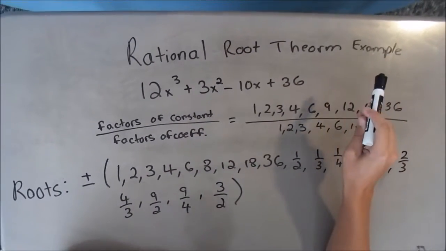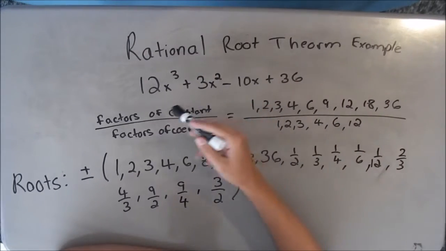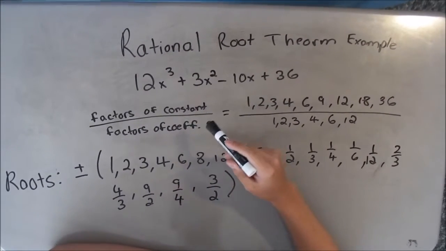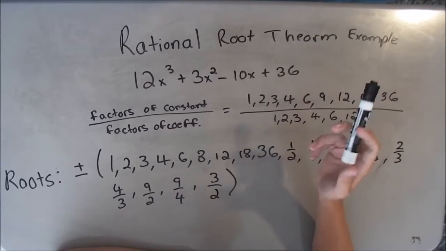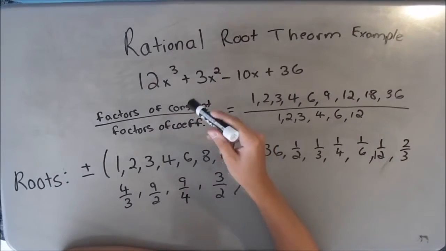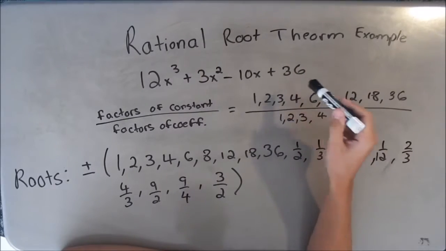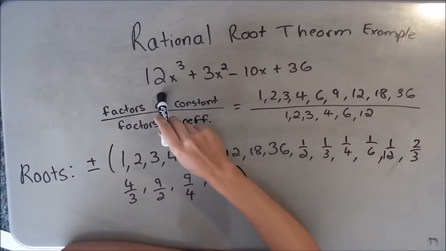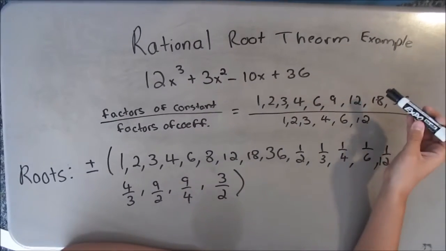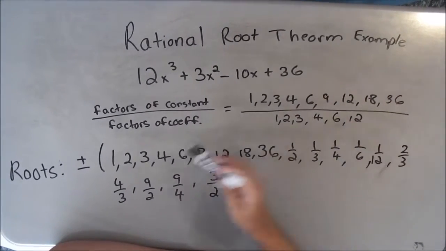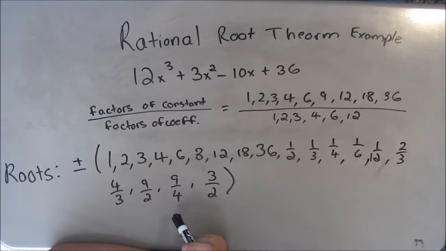So this is an example of the rational root theorem. As you can see, we have our equation 12x cubed plus 3x squared minus 10x plus 36. We can use the rational root theorem and put our constant, which is 36, over our coefficient, which is 12. From that, we can put up this huge fraction right here, where we can find all of the possible roots, positive and negative, of this equation.